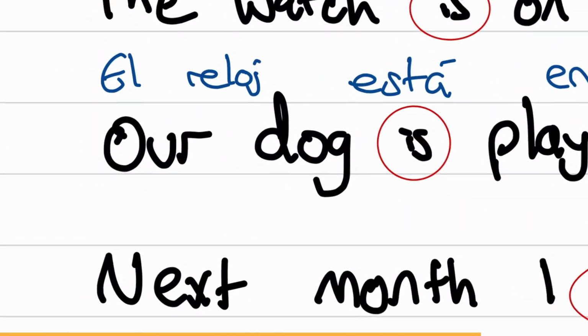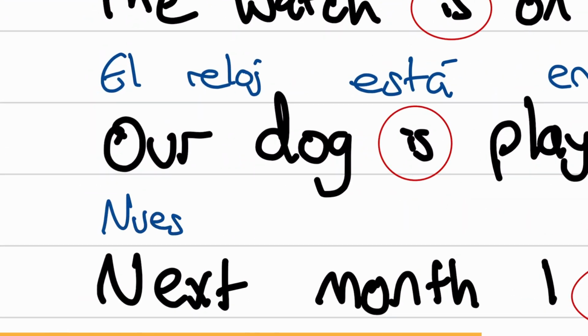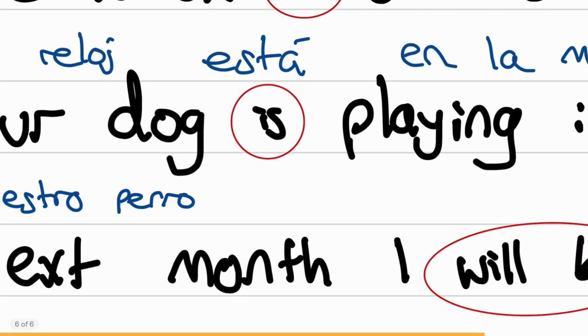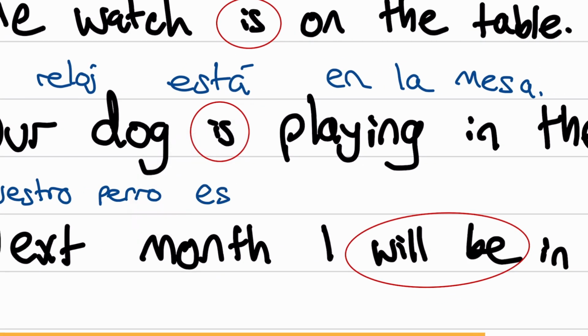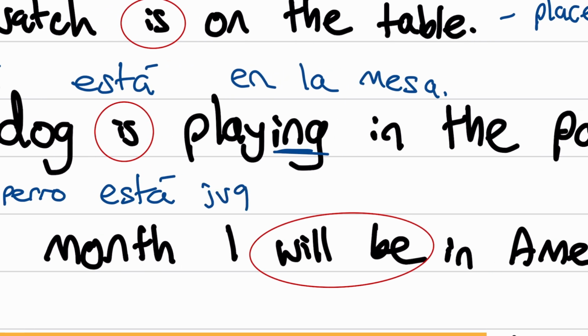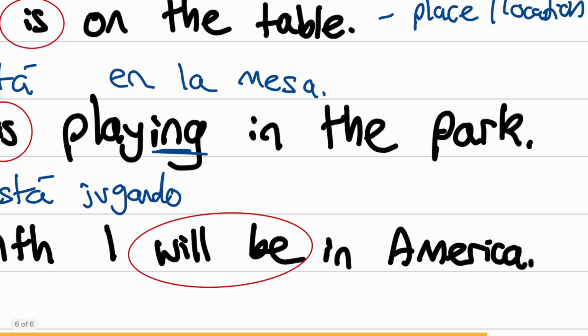Okay, our dog. Nuestro is the word our. I don't think a lot of people know this one, but nuestro is our. Nuestro perro, double R, is playing. We see the -ing again, so we know it's the present continuous tense. Está jugando, and then en el parque.